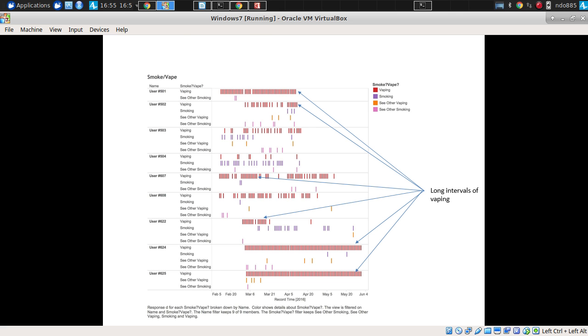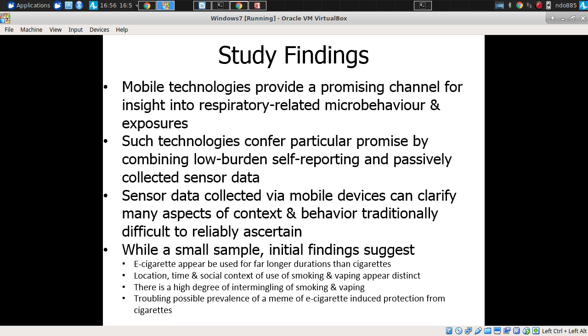Here we notice that different individuals had different balances of these two. But one thing that really stands out from this graph at casual observation is the fact that vaping seems more continuous, prolonged, in some cases almost seemingly pathologically so, given that this stretches across rounds of several days. And it's more concentrated.